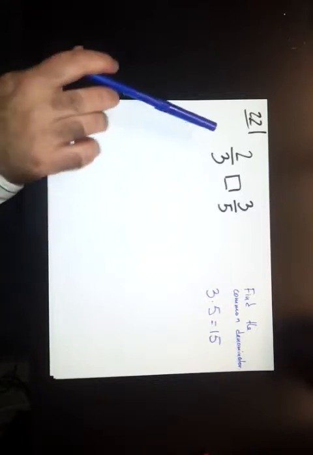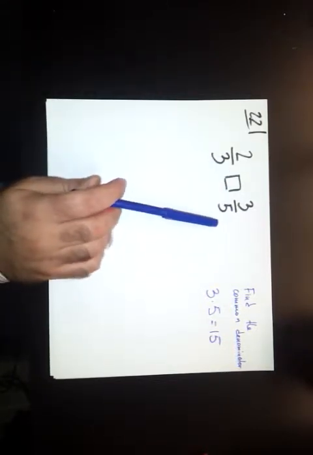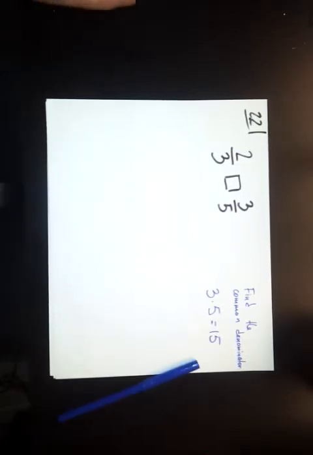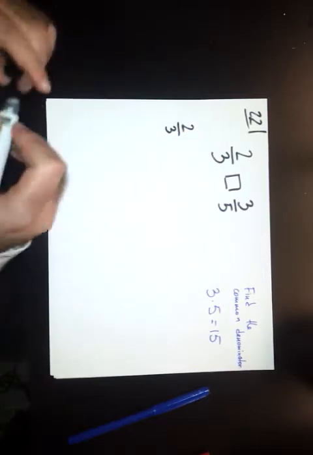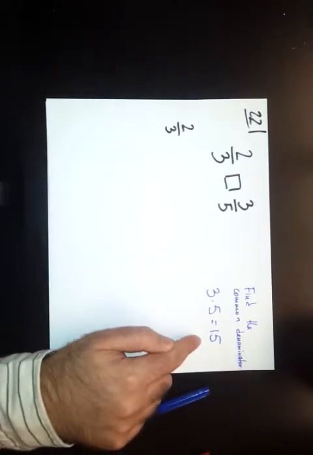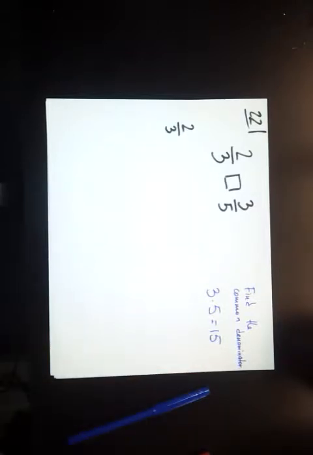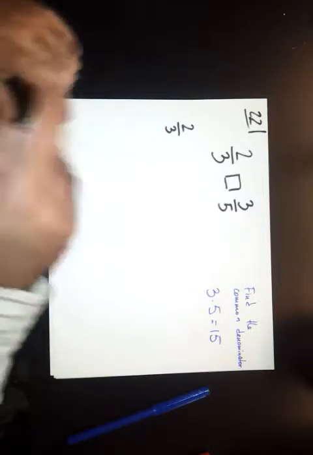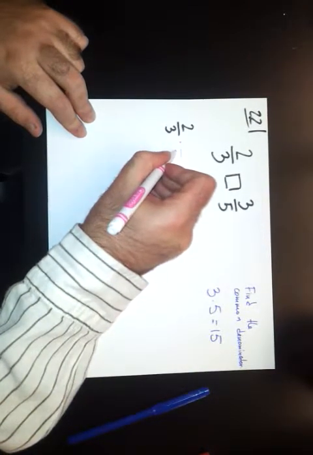So now we have to get this denominator for this fraction and the same denominator for this fraction. So I'm going to rewrite 2 over 3 over here. And how do we get the 3 to become a 15 using multiplication? Well, you multiply it by 5. 3 times 5 is 15. That's perfect. So that's exactly what I'm going to do. I'm going to multiply the denominator by 5.